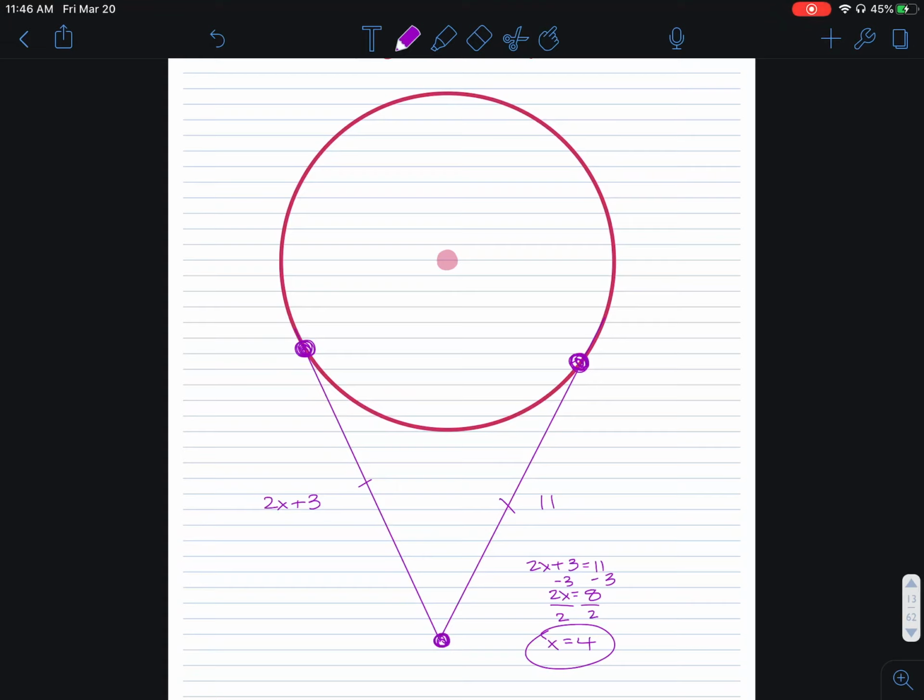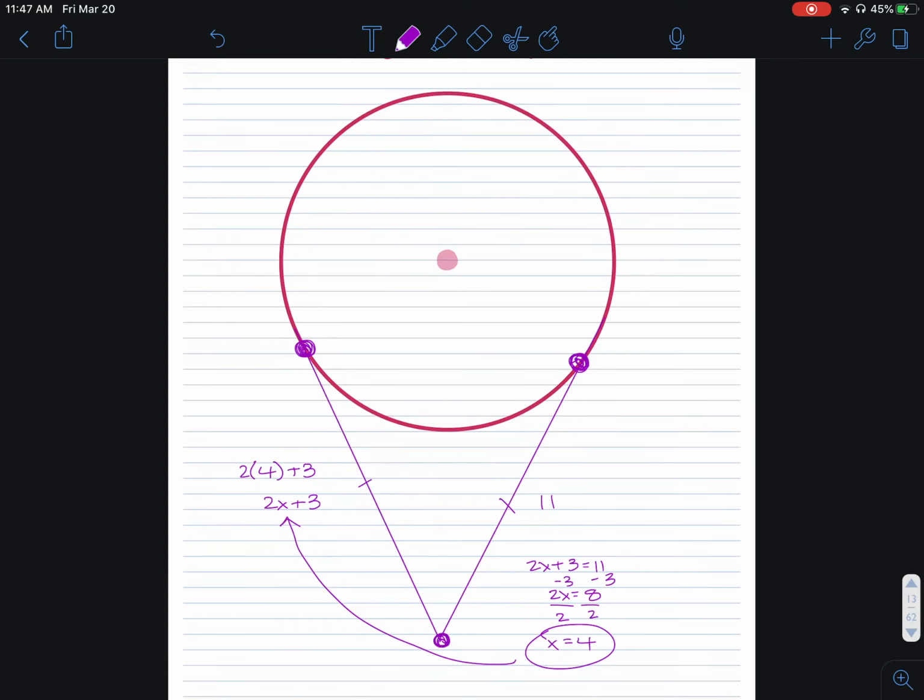Now, a way to check this is I can plug this 4 right back in to that x. Let's see, do I get 11? So I have 2 times 4 plus 3, which in fact, if I do solve that, I do get 11. So my answer is correct. In this case, my answer would be 4.